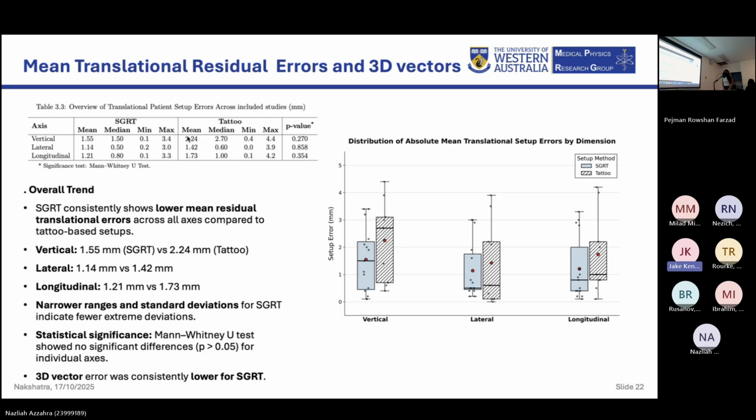The errors were highest in the vertical direction for both methods, mainly due to respiration. And additionally, a few studies reported that the patients tend to lower the thorax in between the positioning and IGRT because of relaxation. And this was confirmed after looking at the SGRT real-time data, the logs from the system.